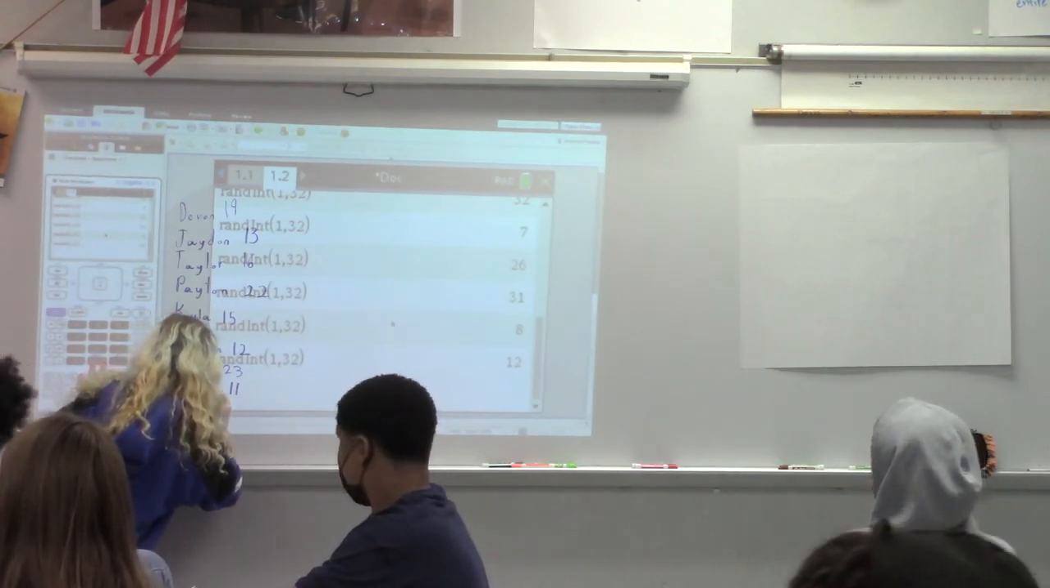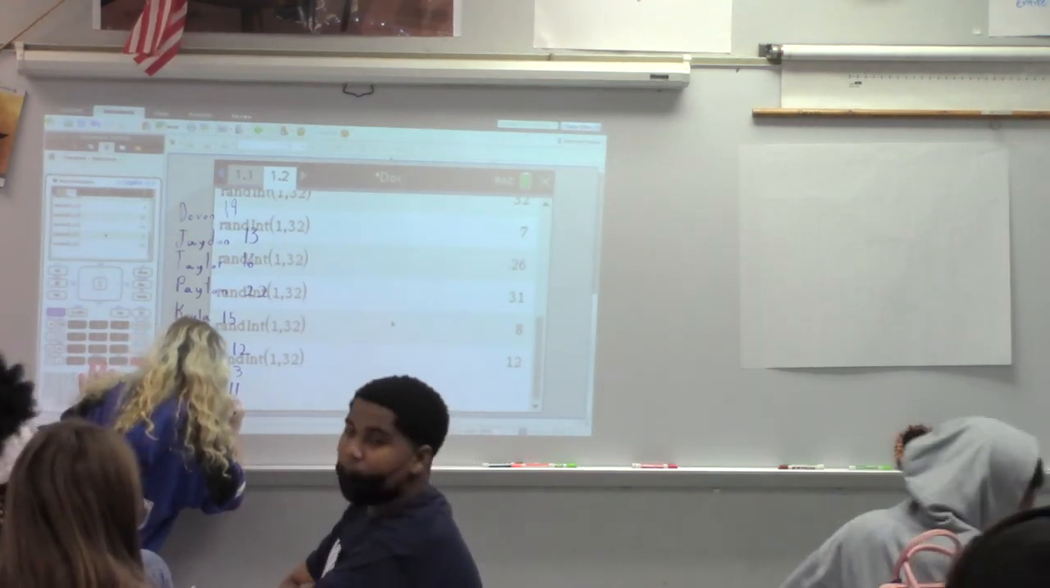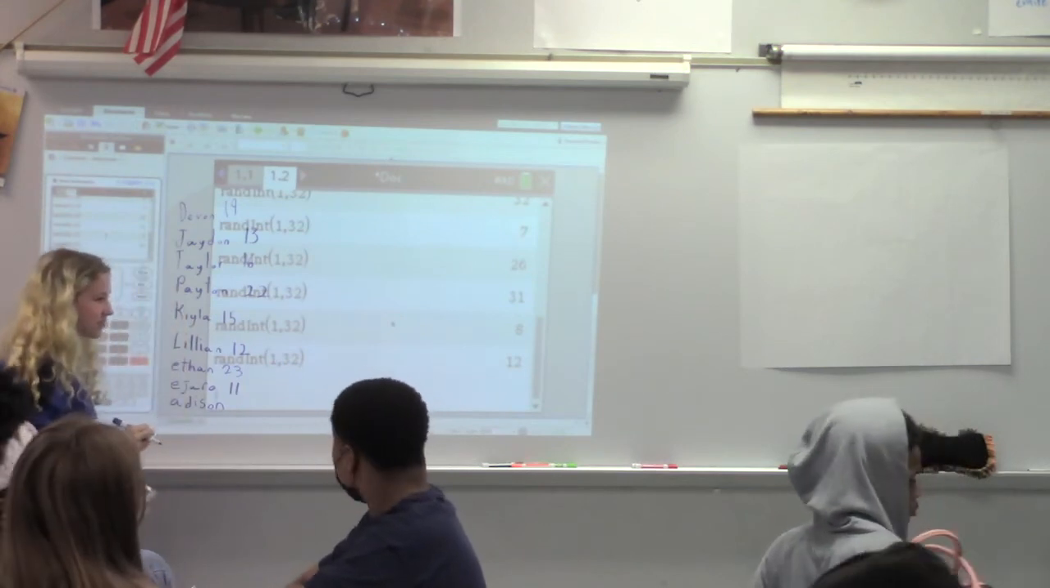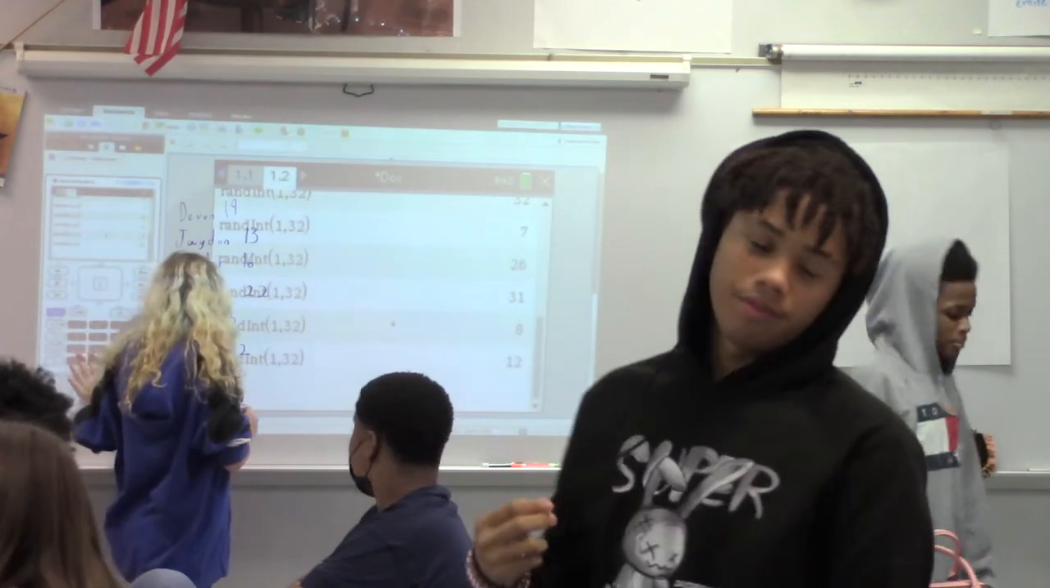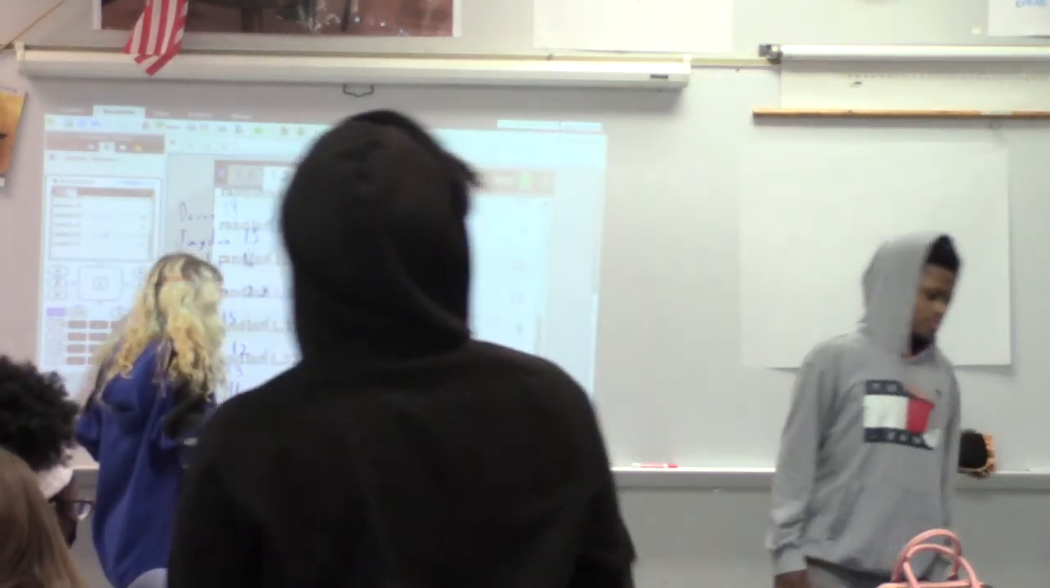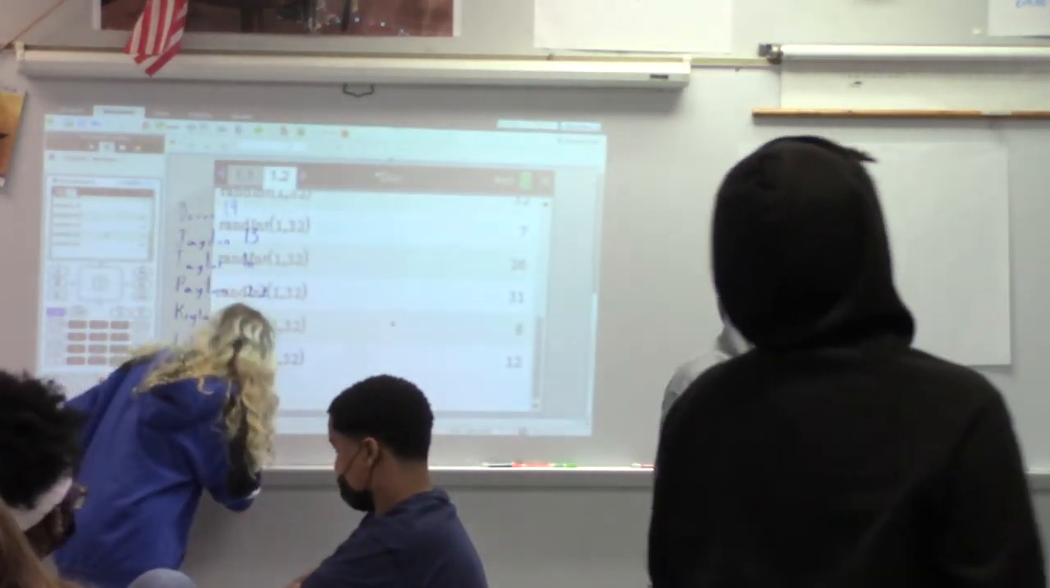Grab as many candies as you can. Alright, Addison, 4, 8, 12, 16, 18 for Addison.